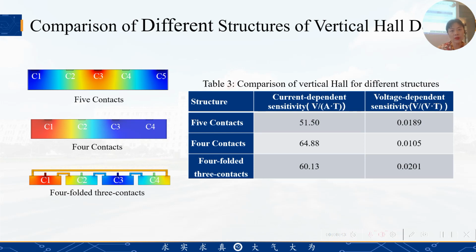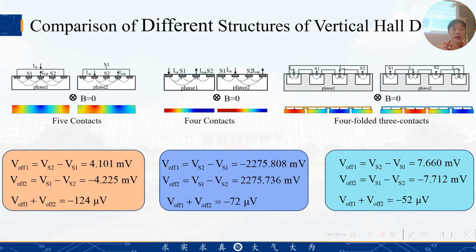That's a comparison of different structures of vertical Hall device. We have found that among the 5 contacts, 4 contacts, and 4-folded 3 contacts, the 4 contacts has a higher current-dependent sensitivity and a higher voltage-dependent sensitivity. And this is a comparison of different structures of vertical Hall device: 4 contacts, 5 contacts, and 4-folded 3 contacts.